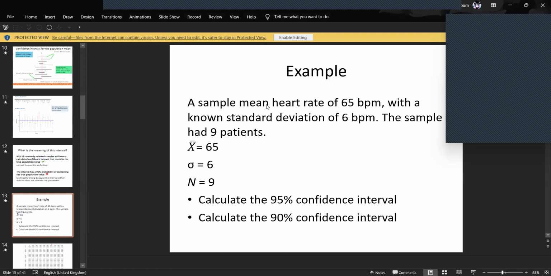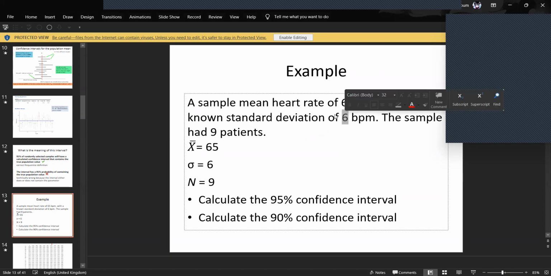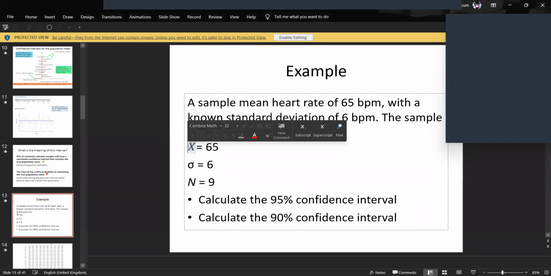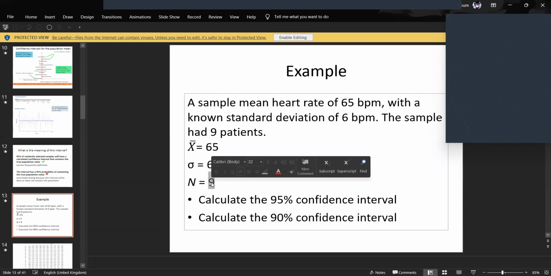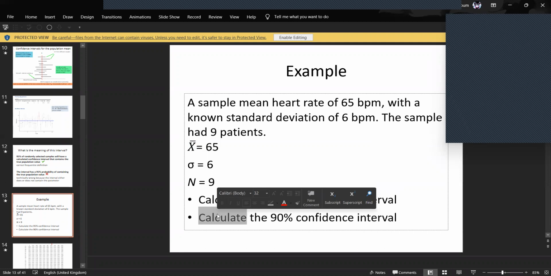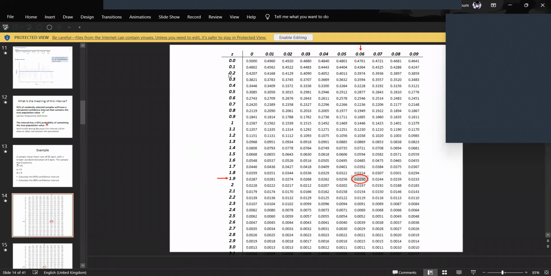So let's take an example. We have a sample mean heart rate of 65 beats per minute, and we know that the standard deviation is 6 beats per minute. This sample had 9 patients. So we just noted down these different data points: the sample mean is 65, the standard deviation of the sample is 6, and the number of people in the sample was 9. We can calculate the 95% confidence interval and 90% confidence interval using this data. All right. So we need the Z table for this, and that's where this is included.